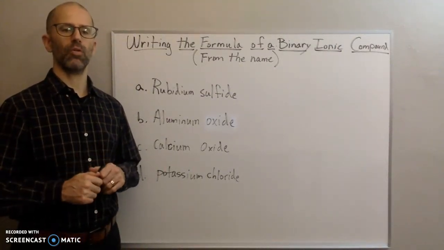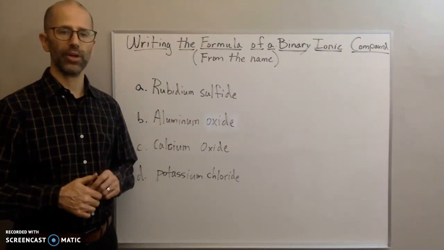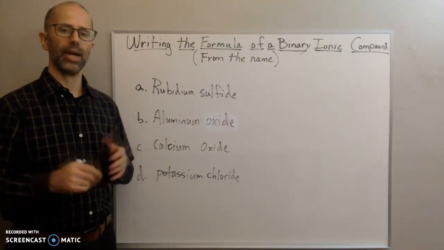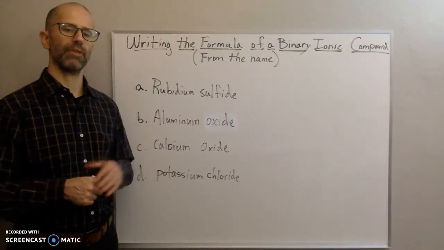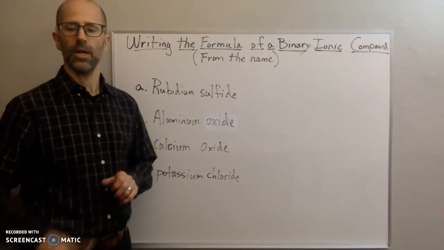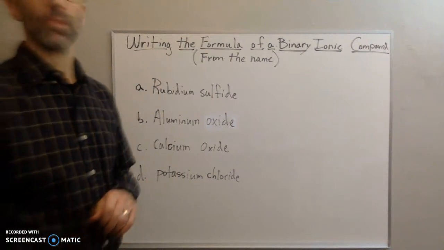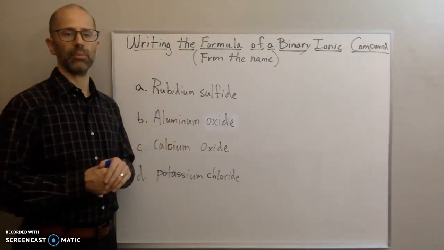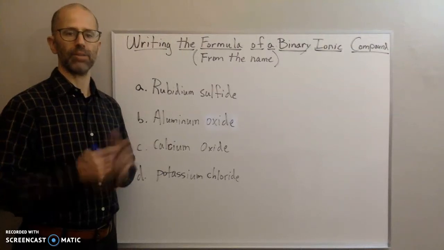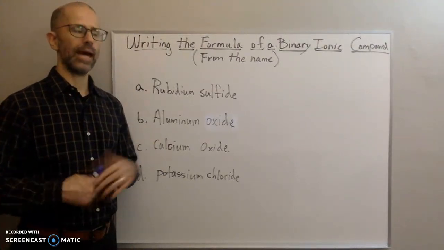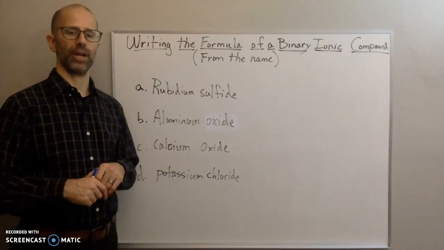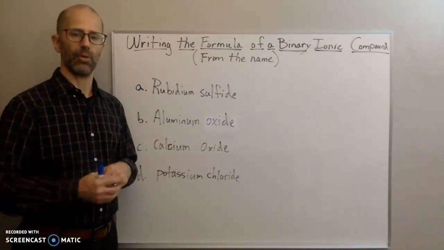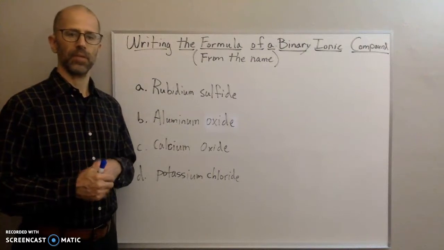I am Mr. Cobalt and today we are going to talk about how you write the formula of a binary ionic compound when you're given the name of the compound. So in the last video I talked about how you write the names of these binary ionic compounds. Now in this video, I want to go in the opposite direction. What if we're given the name of the compound? How do we get the formula?